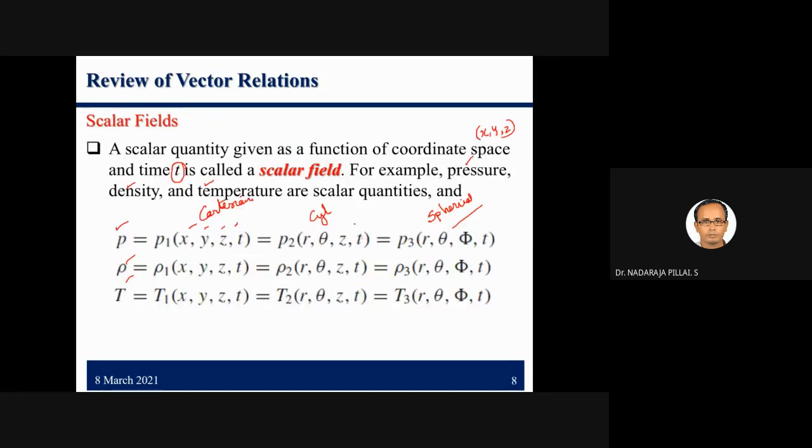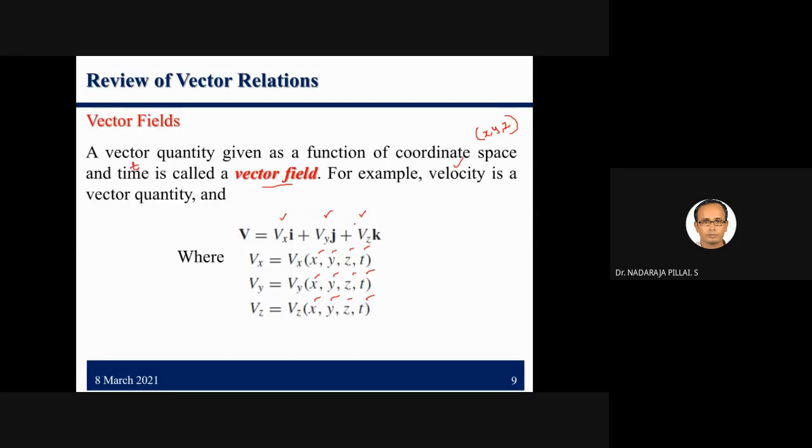Then we start with the scalar field, where a scalar field in space and time can be expressed. Say the quantity pressure P can be expressed as a function of x, y, z, t in the Cartesian coordinate system. In the cylindrical coordinate system, we can represent it in r, theta, z, and t. Similarly, in the spherical coordinate system, we can represent it in terms of r, theta, phi, and t.